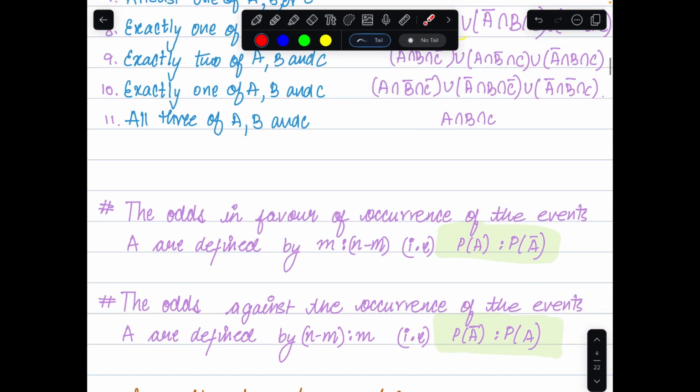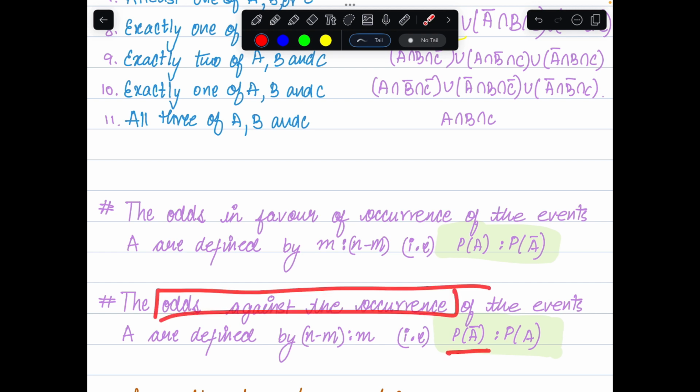Now let's proceed with another terminology. This can come as a 1 mark question. What it says is the odds in favor of the occurrence of an event A. Whenever I say odds in favor, just remember this phrase, then we say it is P of A is to P of A bar. That means occurrence of A and non-occurrence of A.